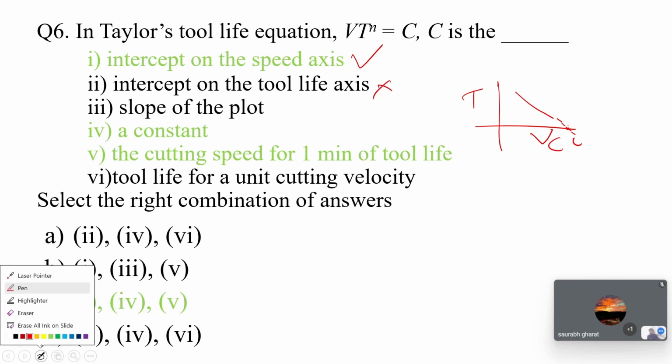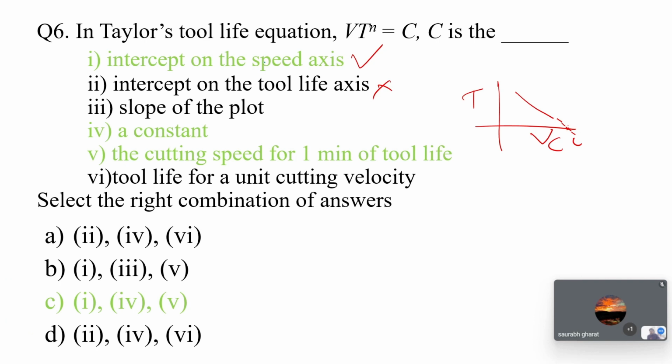The slope of the plot is again wrong. This is not the slope of the plot, it is actually n. n is the slope of the plot. And the intercept on the tool life axis is different. It is just a constant, and the cutting speed for 1 minute of tool life.